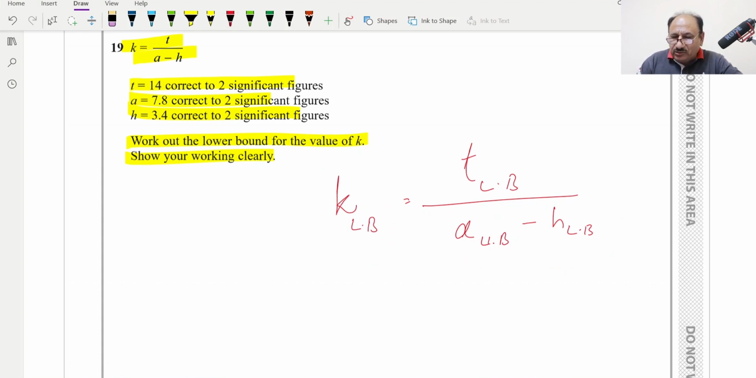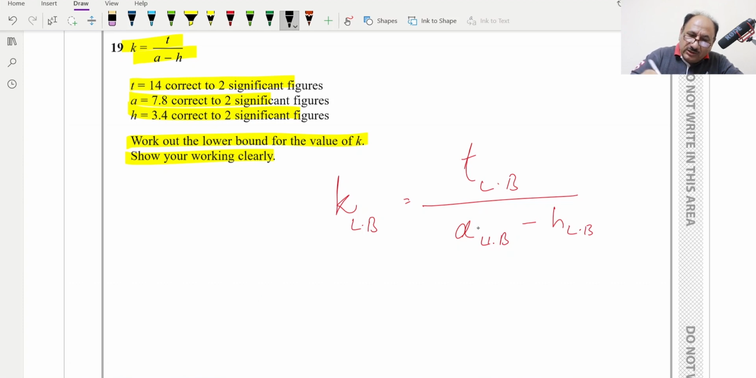So this technique you should understand and practice and go through other questions also. I've done so many questions in past papers. If you go through them, you will understand this technique. Try to understand in different situations when you have to take the upper bound or lower bound of these values. So the lower bound of t will be what?